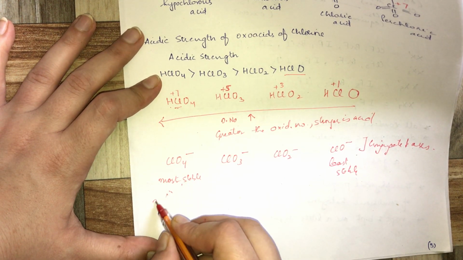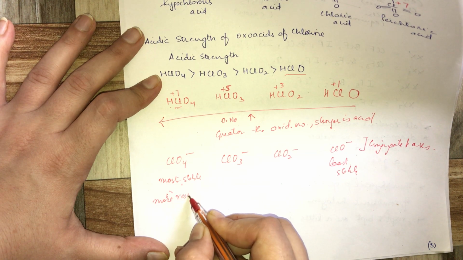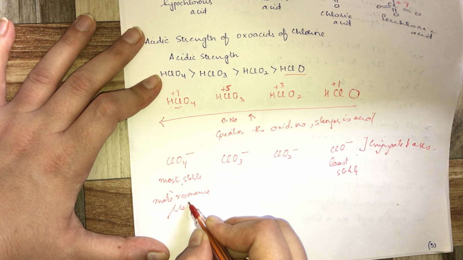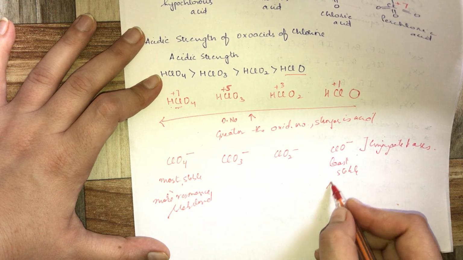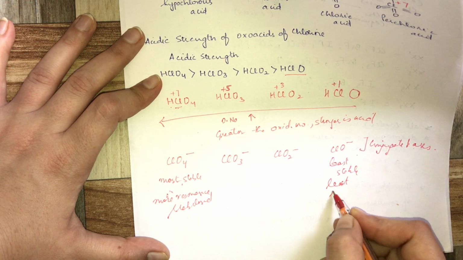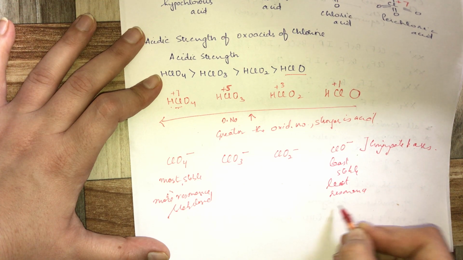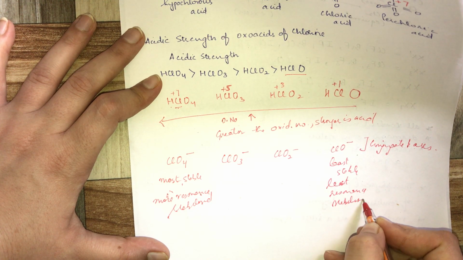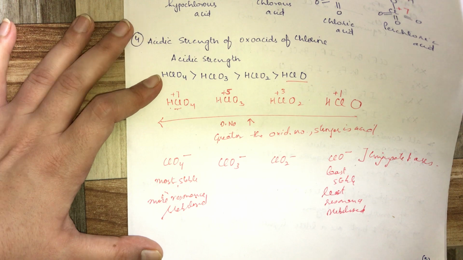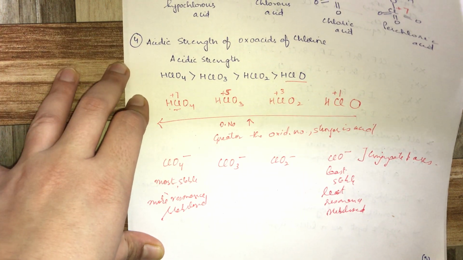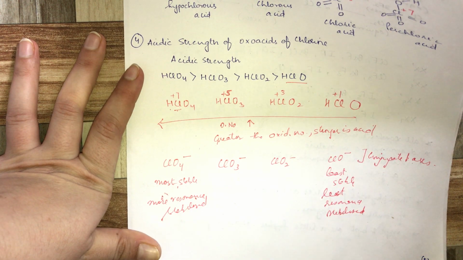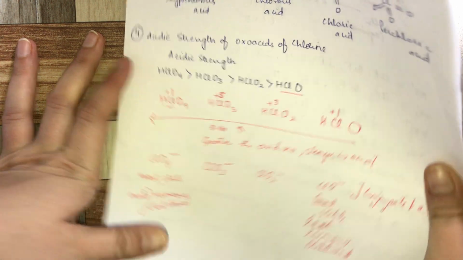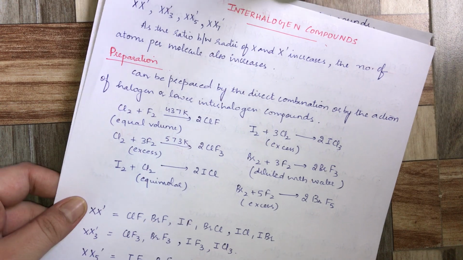Why is it so? Because it is more resonance stabilized, and ClO negative is least resonance stabilized. You can learn either of the factors. So greater the oxidation state, stronger is the acid, and the lesser the oxidation state, weaker is the acid, right? So we have completed the topic about the halogens.